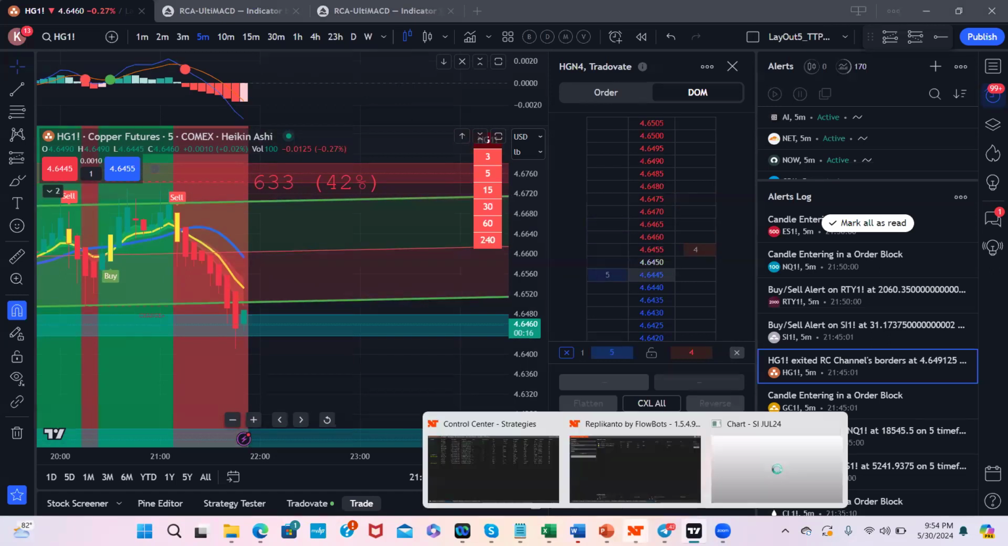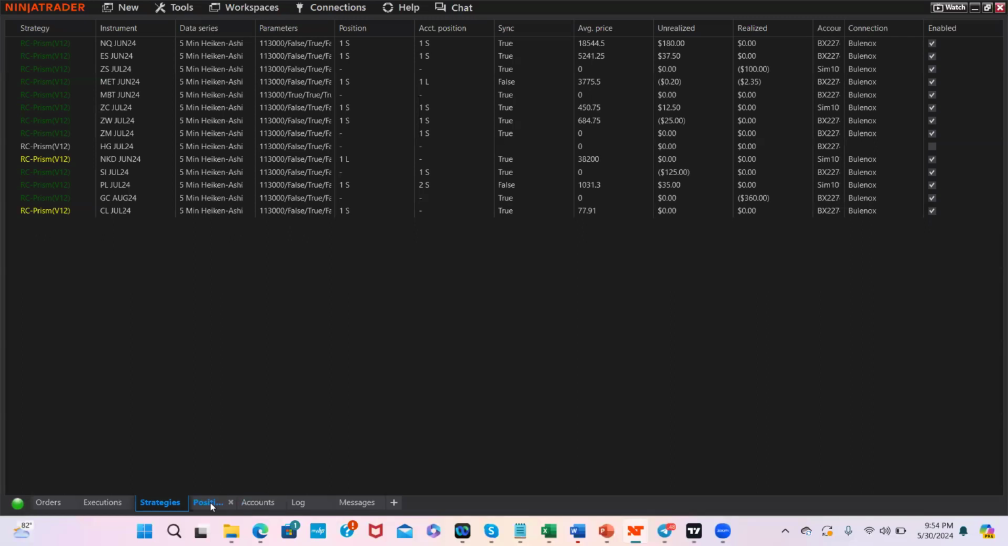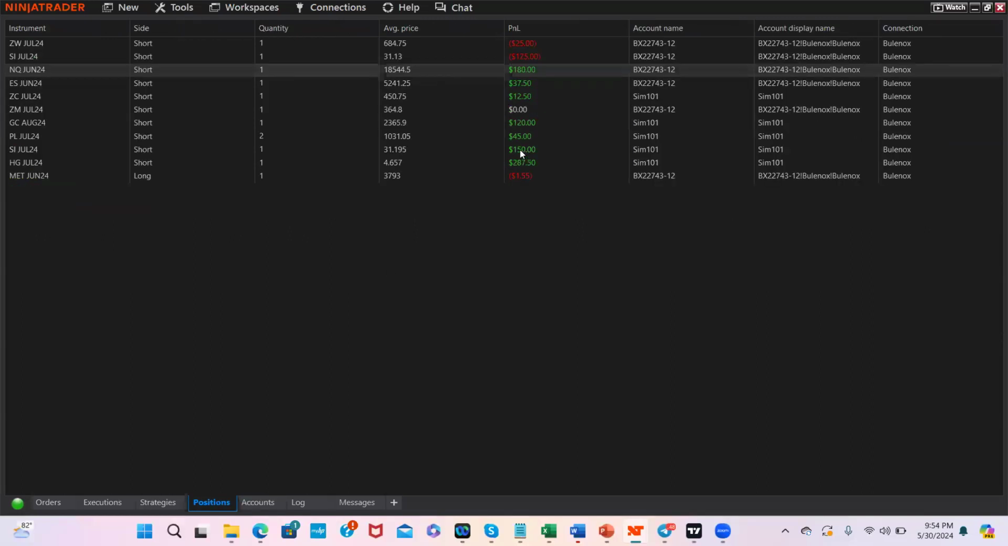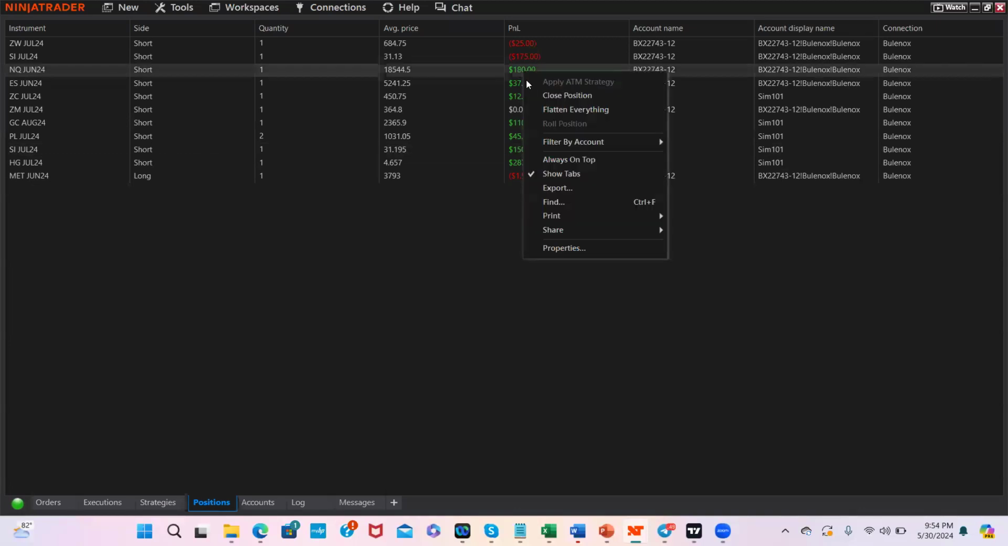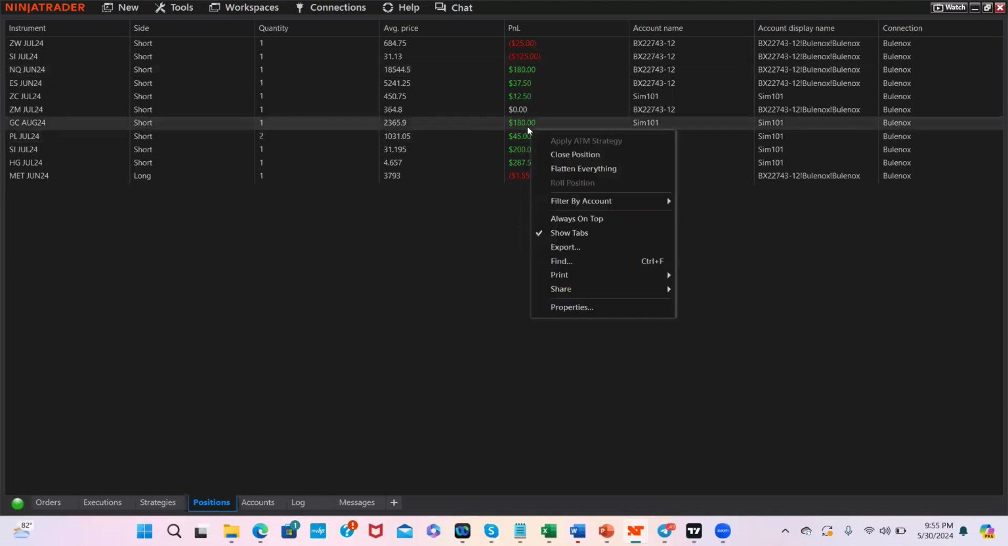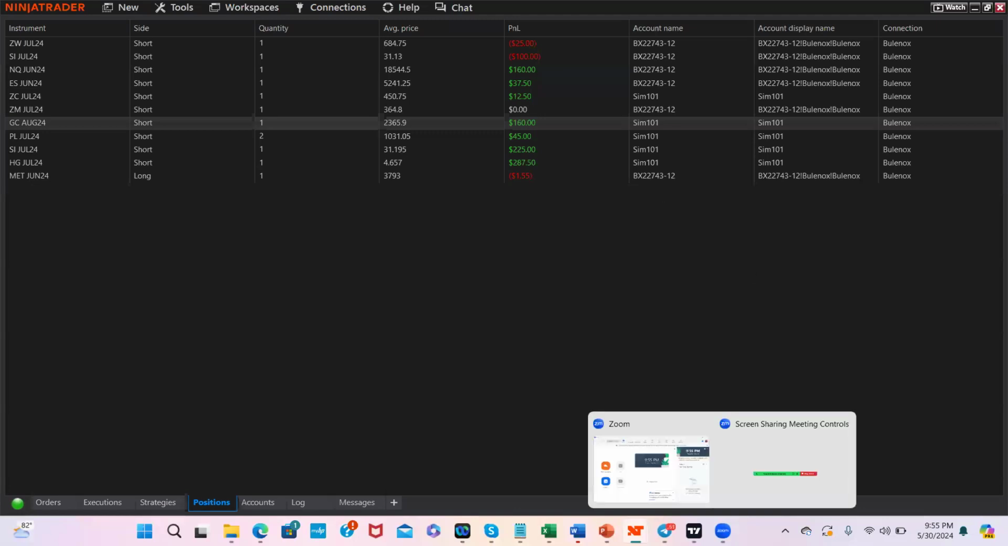If you want to close the positions, one way is to go to the positions tab. For example, you have $150 on silver, or $190 on NQ. You can just click on close position, and $180 on GC. Like that, you can close manually, or you let the algo take it.